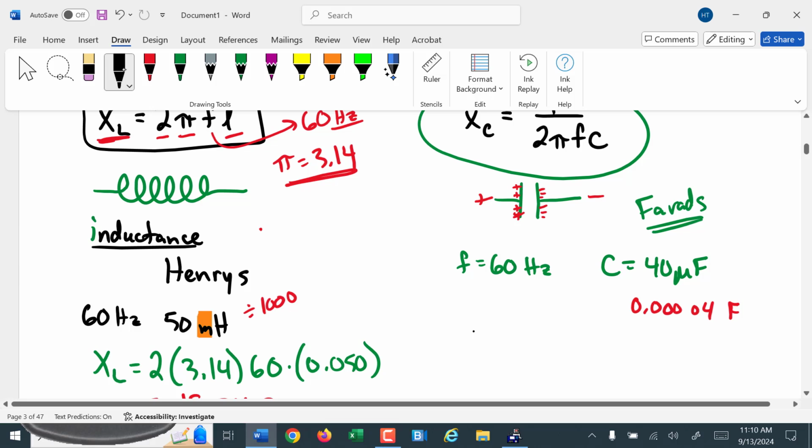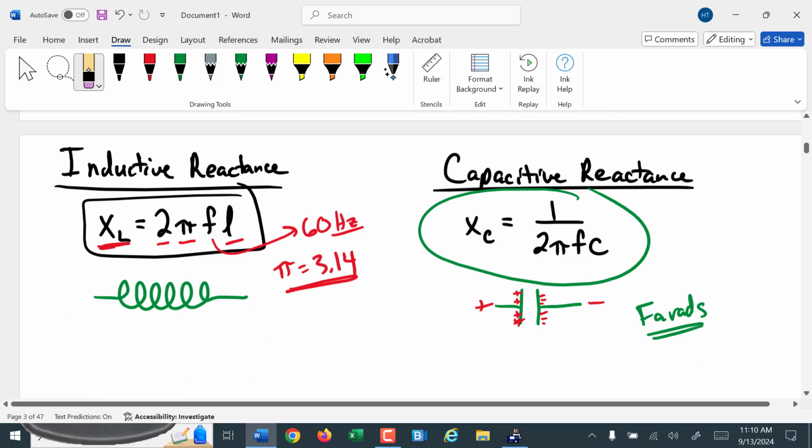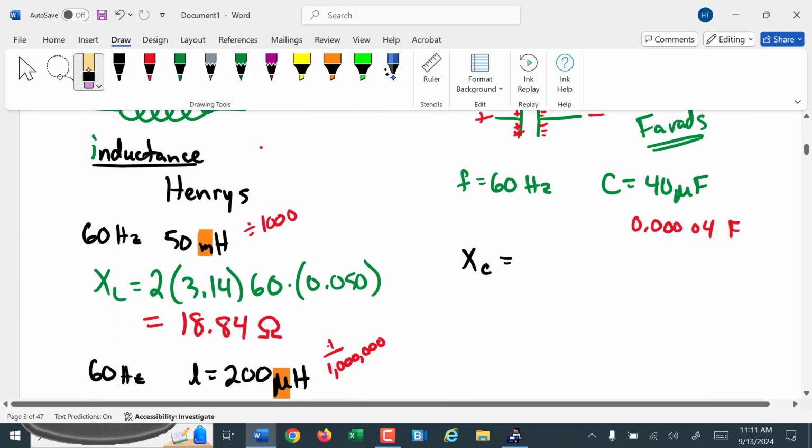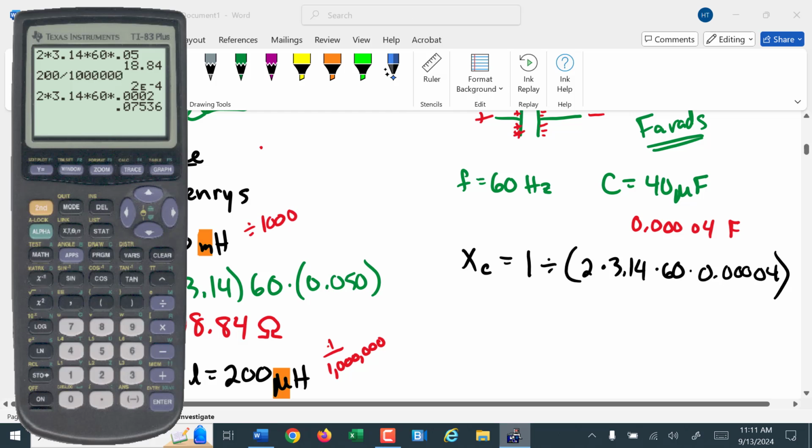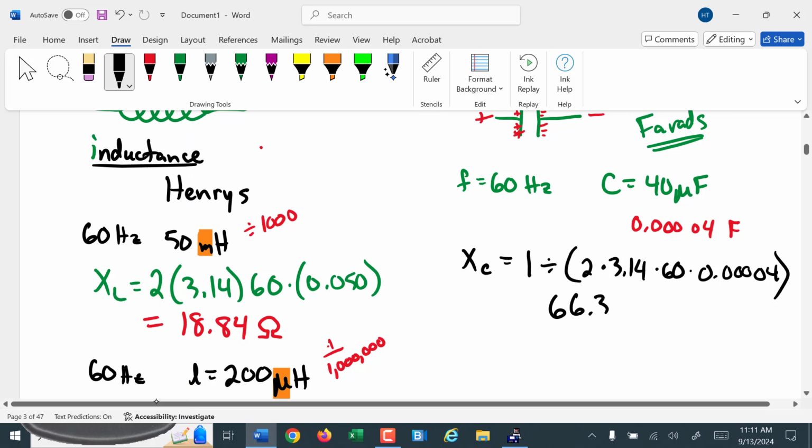So our formula there would be our capacitive reactance is 1 divided. Let me write it out the way we'd punch it in the calculator here. So 1 divided by parentheses 2 times 3.14 times the 60 hertz times 0.00004. Then make sure you close your parentheses. Okay, 66.35. And again, that'll be measured in ohms.